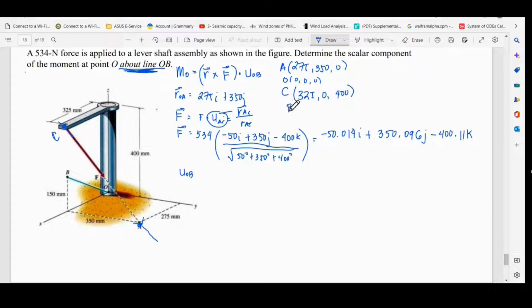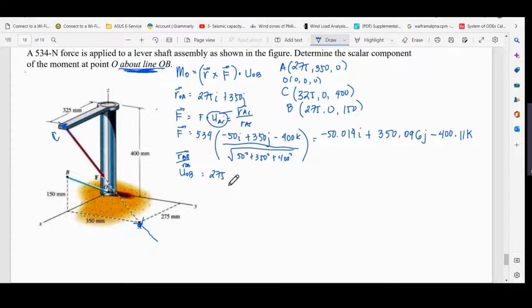Determine natin yung coordinates of point P. So, X is 275. Y is 0, Z is 150. Okay. Head minus tail, so we have here 275. Diretso na natin. UOB again is the position vector of OB divided by the magnitude.